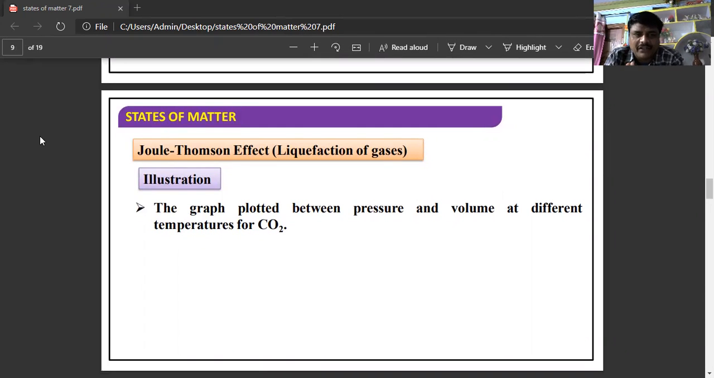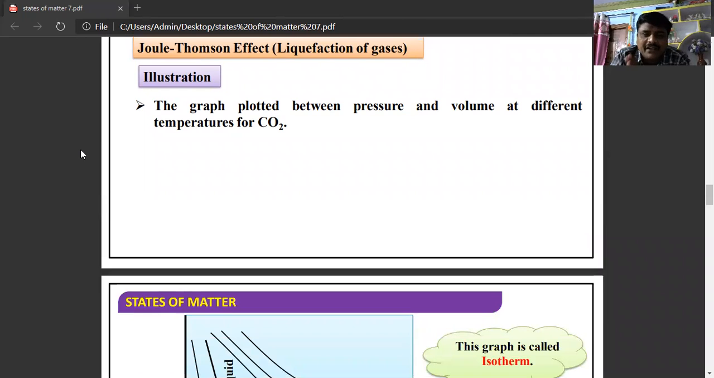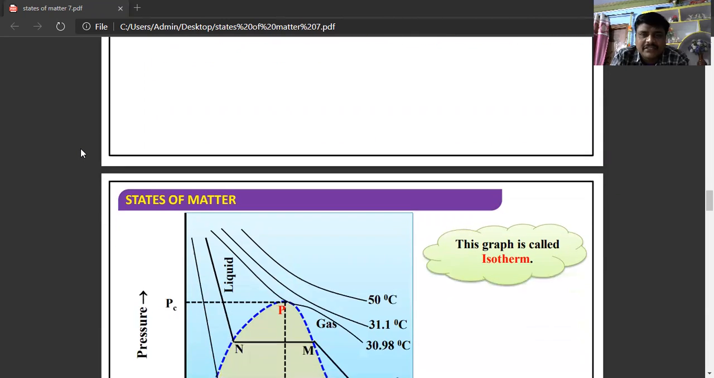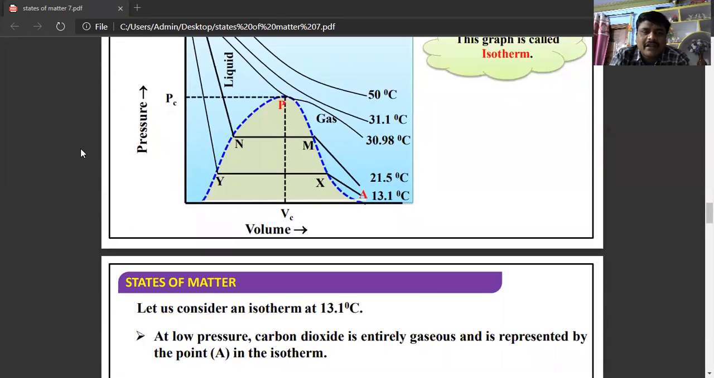Now an illustration. Consider the graph plotted between pressure and volume at different temperatures for carbon dioxide. These graphs are called isotherms. We are plotting pressure against volume at different temperatures, and this is the isotherm for carbon dioxide.